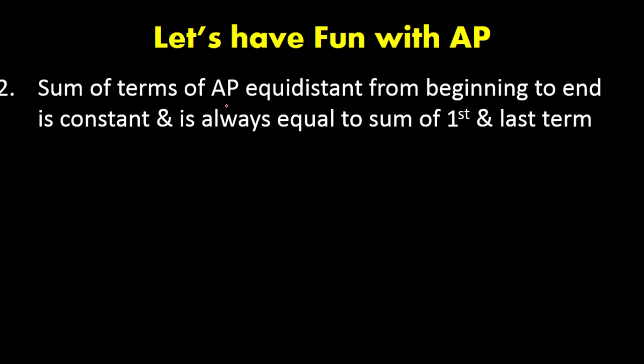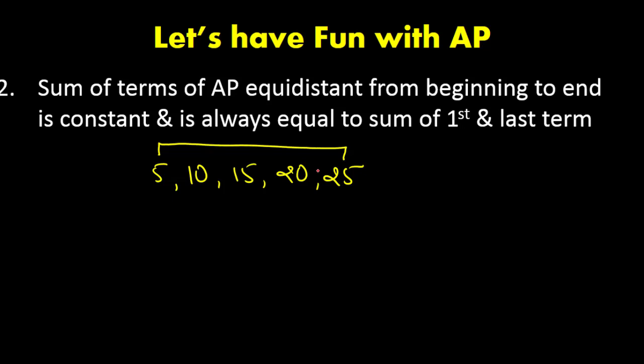Sum of terms of an AP equidistant. So we'll take some simple AP. The same AP we'll take 5, 10, 15, 20 and 25. Okay, sum of terms of an AP equidistant from beginning to end. Meaning equidistant from beginning, here first, and from the end also first. So what is the addition of these two? 25 plus 5 is 30.